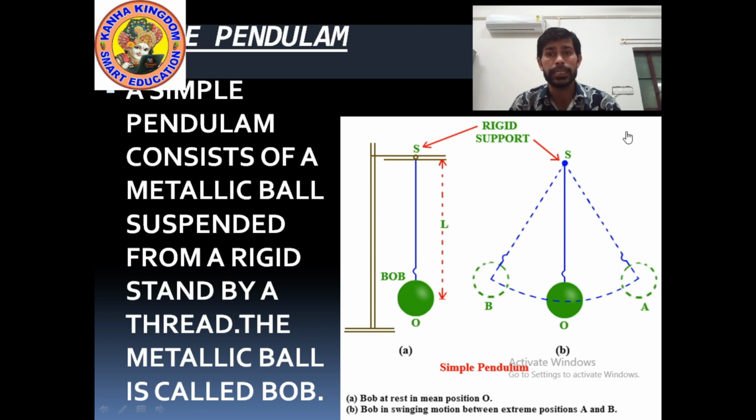And what are A and B? A and B are the maximum, extreme positions. So O is the mean position, and the bob is swinging between the extreme positions A and B. I hope you understood. So what is a simple pendulum? A simple pendulum consists of a metallic ball suspended from a rigid stand by a thread. The metallic ball is called bob. Okay. Now let's see some terms related to the simple pendulum.